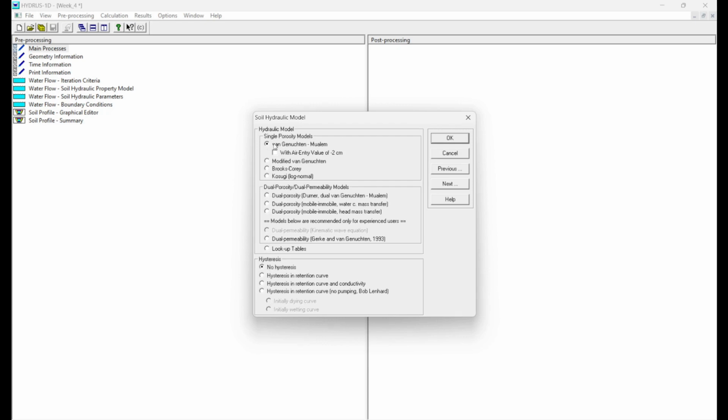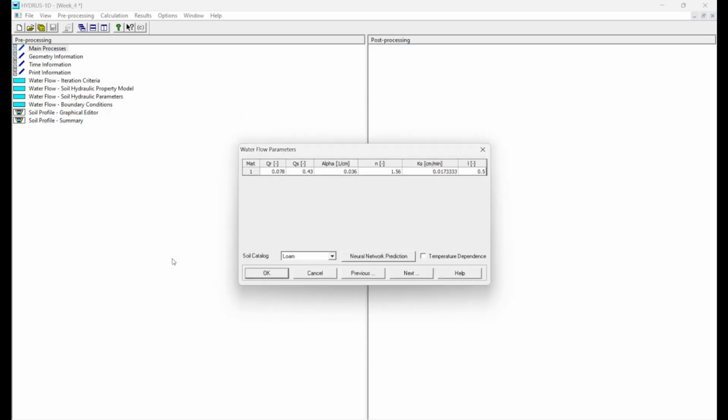So for now, we are going to choose the Van Genuchten model. And we are not going to choose this air entry value of -2 centimeter. Okay. So we'll choose the Van Genuchten model. So let's click next.